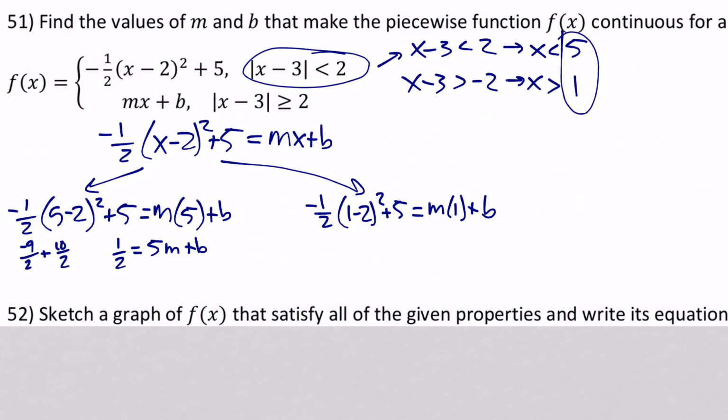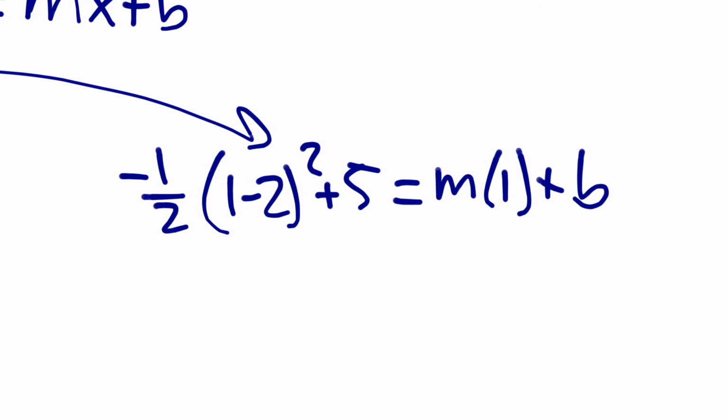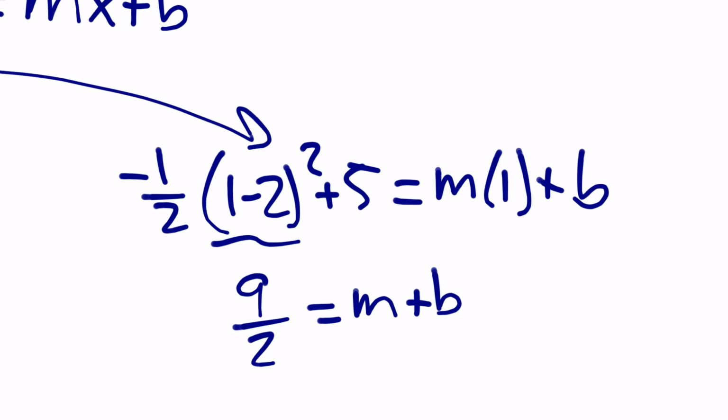Let's go over to our other equation, simplify that as well. 1 minus 2 is negative 1. Squared is positive 1. So that's just 1. So I get negative 1/2 plus 5. So 5 minus 1/2 is 4.5. 4.5 is 9/2. So this equation just becomes 9/2 equals m plus b.